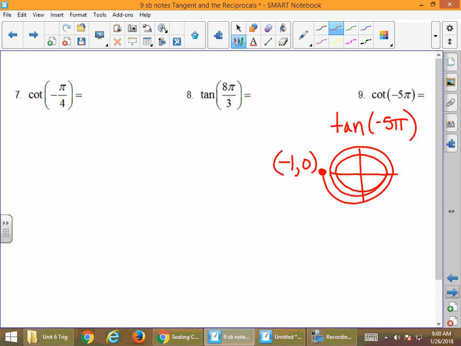And tangent is going to be 0 divided by -1. Sine divided by cosine. That's what tangent is. But I ran out of space. But to answer this question here, cotangent is the reciprocal of that, which would be -1 divided by 0. So when we fill in that answer, what are we going to write? Hopefully you're thinking undefined, which I abbreviate.